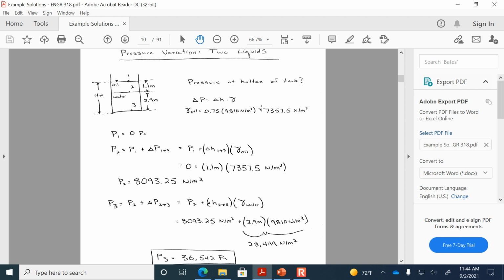So we've got a tank that's got 4 meters of liquid in it, and the oil layer has a depth of 1.1 meters. Now it's not telling us directly, this is water, and we want to know what's the pressure at the bottom of the tank. First of all, we're going to have to find out how thick is that layer of water. Well, it's 4 minus 1.1. So 2.9 meters is the thickness of that water layer.